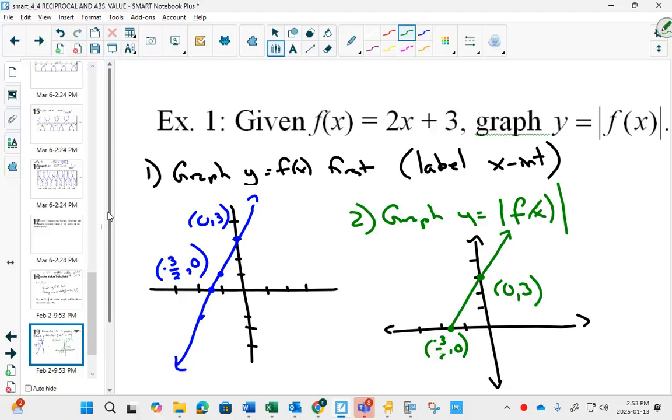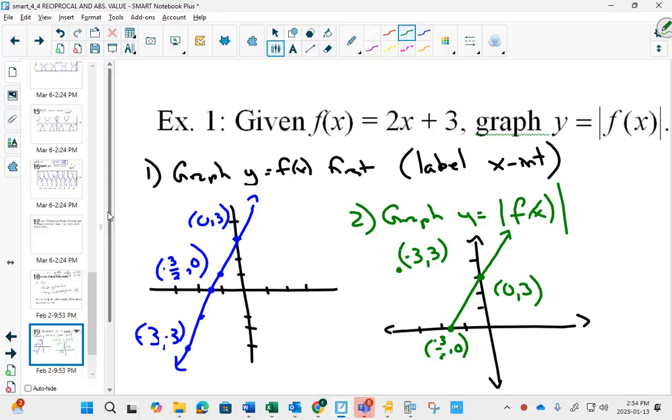But any point, like for example, on the blue graph here, I could label, if I plugged in negative 3, I'd get negative 3, negative 3. If I chose that point, does it make sense that it would change to negative 3, positive 3? Because the absolute value would take that y value and make it positive.